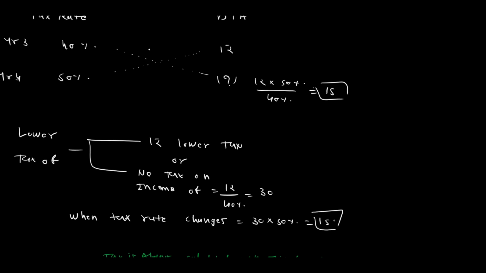So when the tax rate changes, 30 into 50%, I will have 15 as a DTA. I will need to pay lower tax, or no tax, on that income of 30. I have shown 30 extra in the books and paid more tax on that in the earlier years. So I will not pay on that 30 rupees again. That 30 rupees multiplied by 50%, I will now have 15 rupees of DTA.